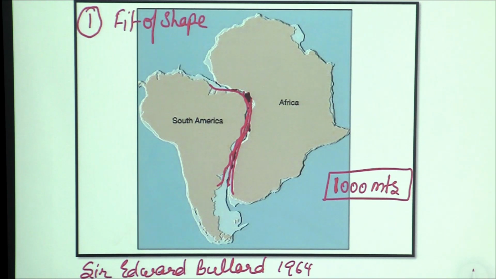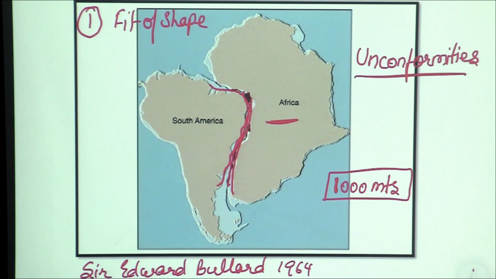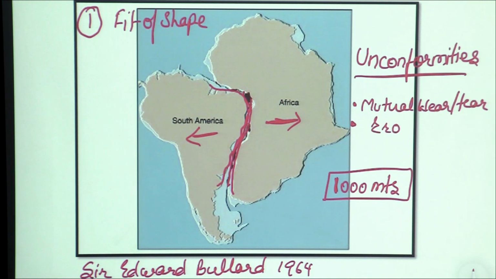However, yes, there are certain unconformities. And what are these unconformities? That is, if I break two entities that once upon a time were together and then I try to rejoin them, will it not be that the fit will not be 100%? Reason? Because of mutual wear and tear. Similarly, I was developing the ocean and there will be erosional modification of my shoreline.